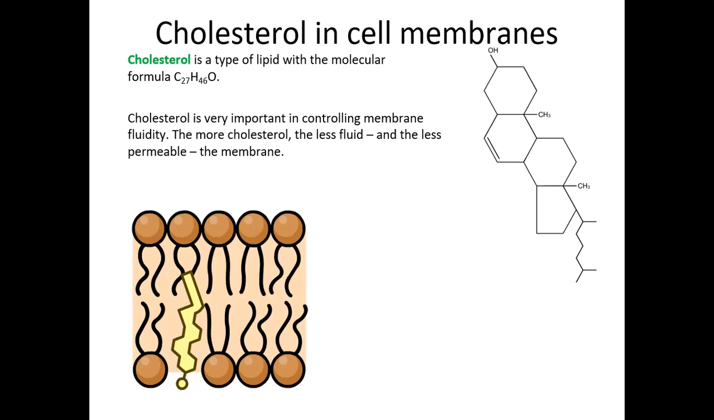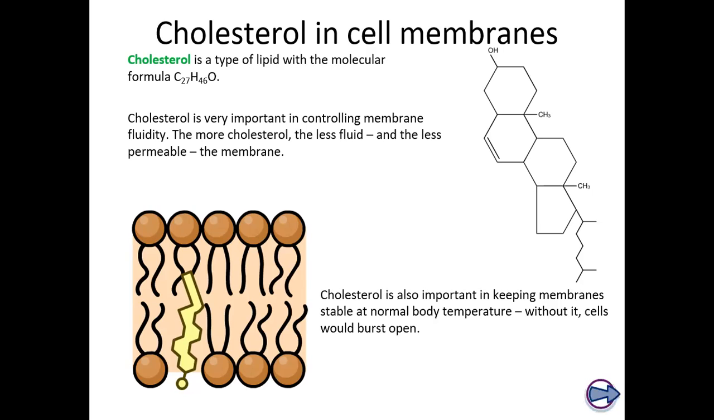So we want some in there to reduce the fluidity. However, if we have too much cholesterol in there, that will reduce the amount of different substances that can get through, permeate through the membrane. So it's a very fine balancing act. Cholesterol is also important in keeping our membrane stable at normal body temperature. So without it, cells would burst open.